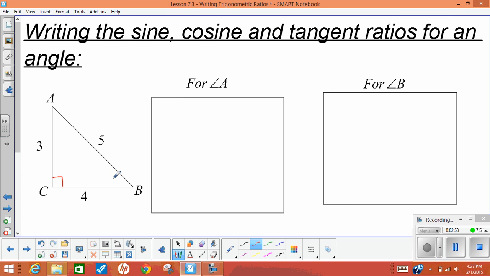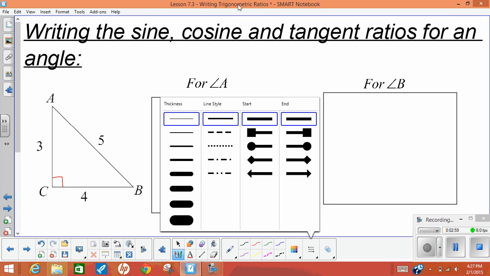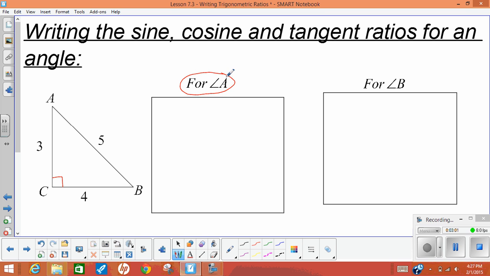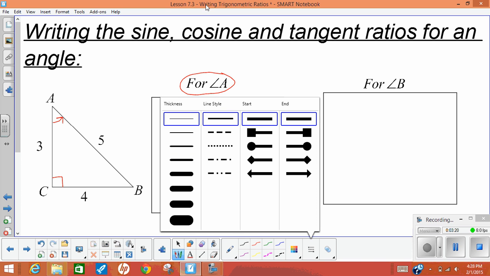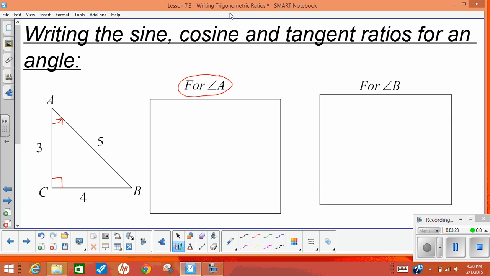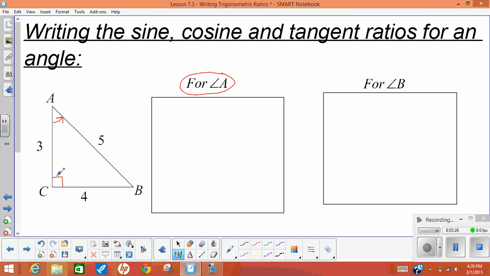So let's see a good example of this. First I want to find the three ratios for angle A. So I'm going to just point out we're talking about angle A. The first thing I always recommend doing is figuring out which side's the hypotenuse, which side's the opposite side, and which side is the adjacent side. The hypotenuse should be pretty easy. We've been finding hypotenuses for quite some time now. It's the side that's across the triangle from the right angle. Boom, there's the hypotenuse.